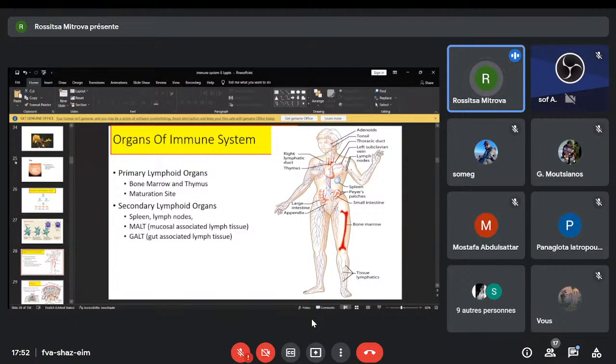The organs of the immune system are divided into primary lymphoid organs and secondary lymphoid organs. The first include the bone marrow and the thymus gland, which is here, and the maturation site in bone marrow. The secondary lymphoid organs are the spleen, the lymph nodes, the mucosal associated lymphoid tissue, and gut associated lymphoid tissue, very important, especially in small children.